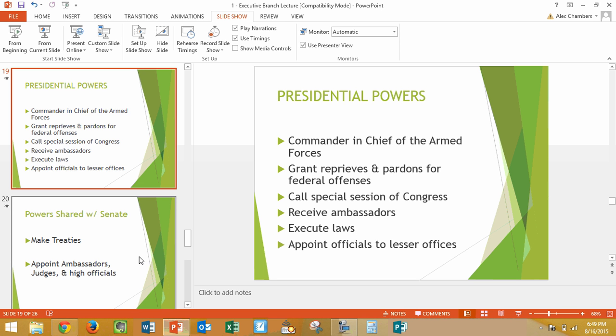Finally, the president has power to appoint officials to lesser offices. This would include a new vice president if the vice president were to pass away. This also includes judges throughout the United States.